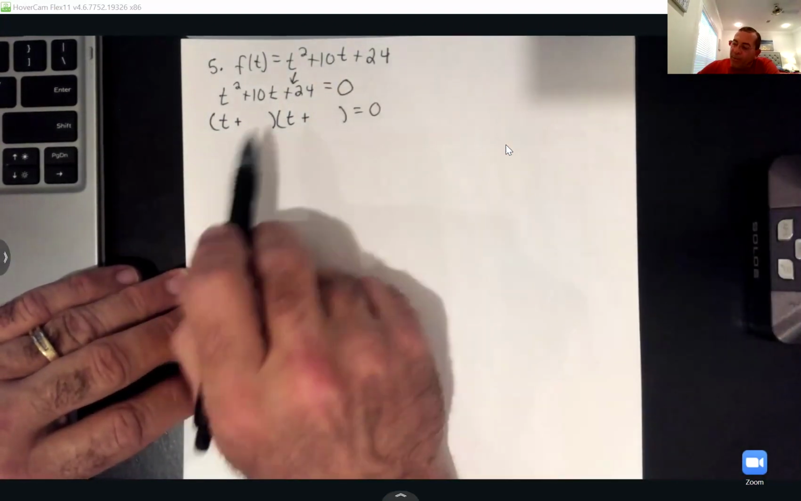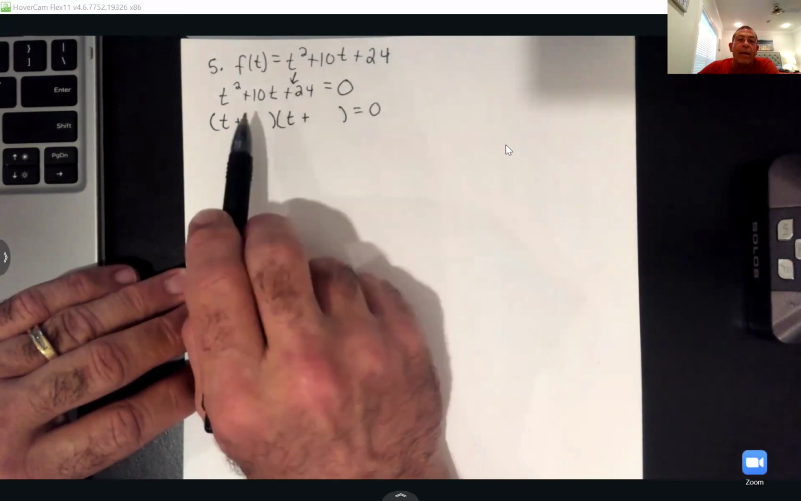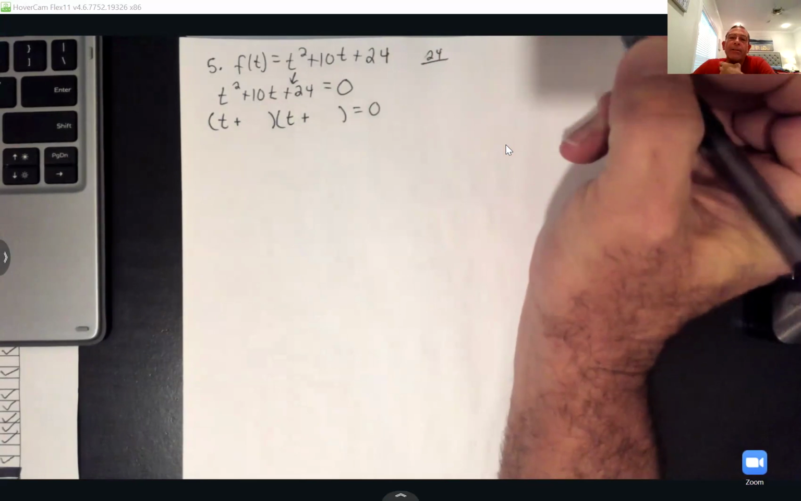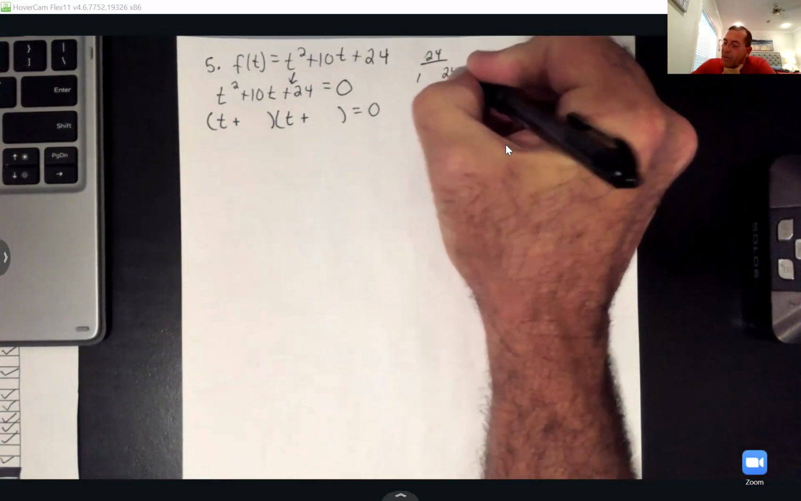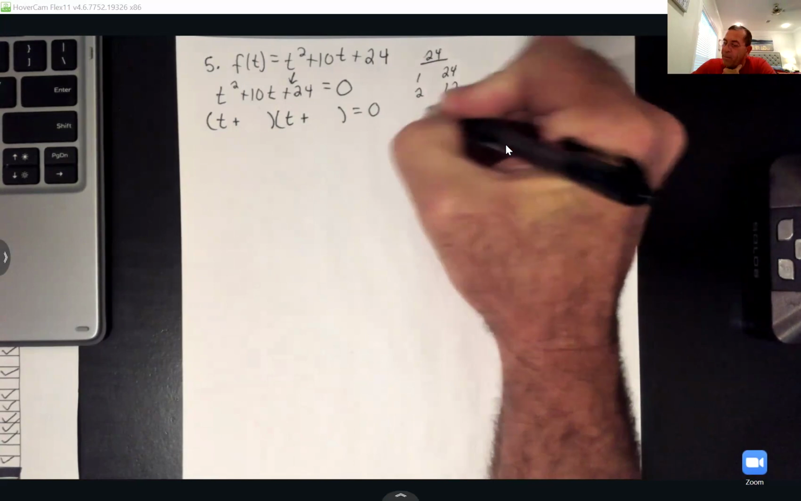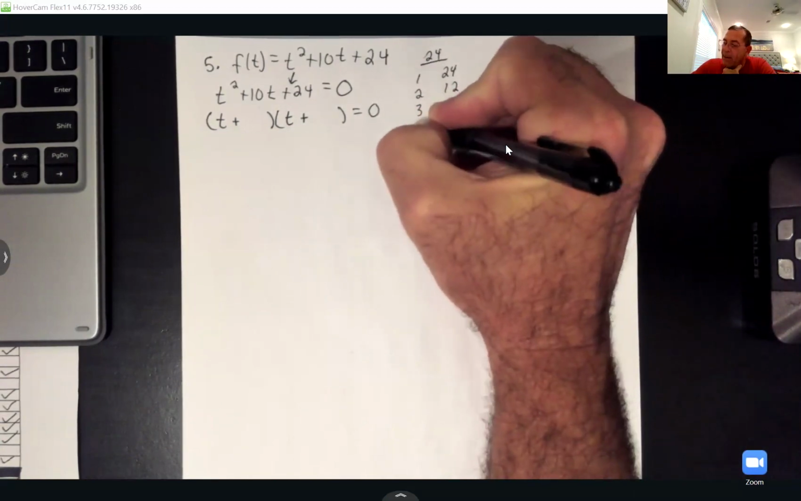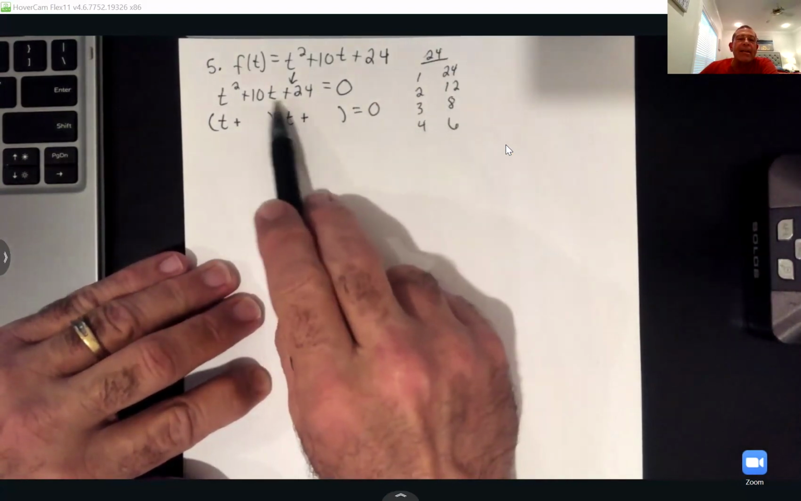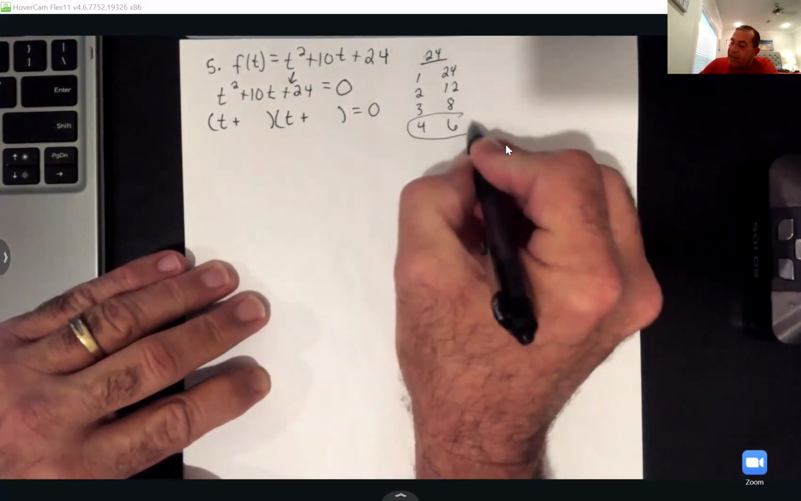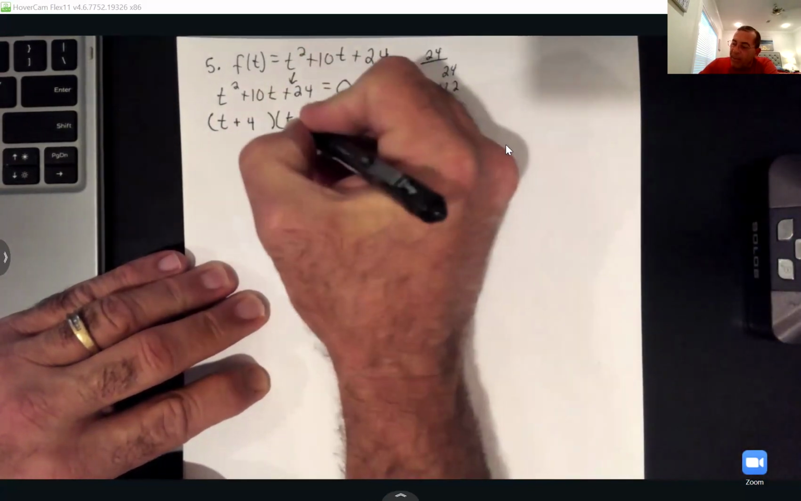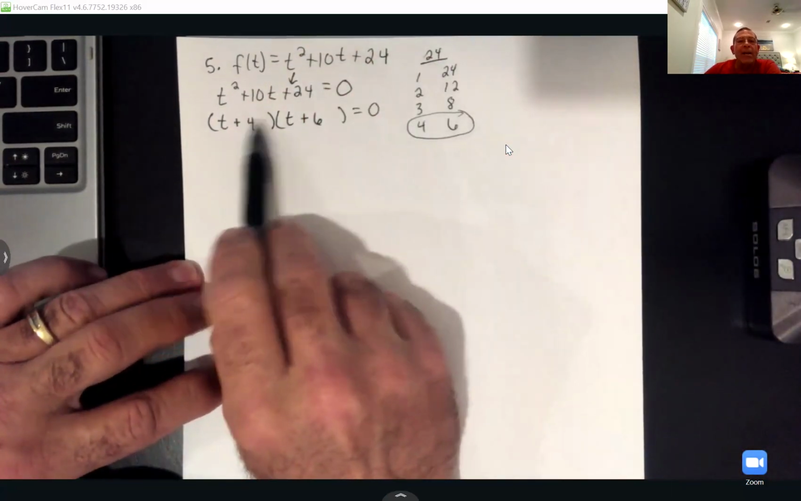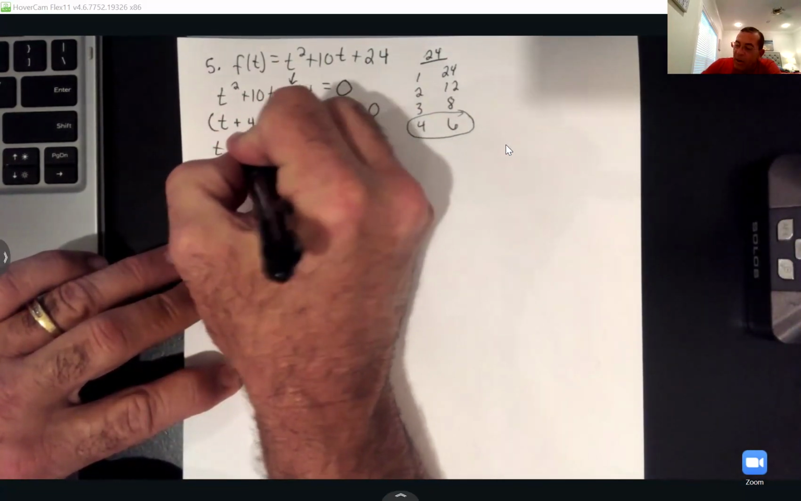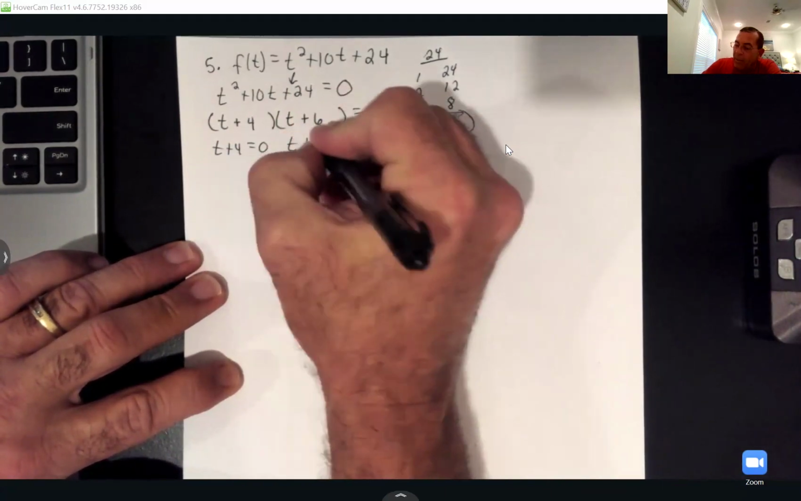Now, the trick to this problem: find factors of 24 that add to get 10. So factors of 24 are 1 and 24, 2 and 12, 3 and 8, and 4 and 6. The only set of factors that add to get 10 are going to be 4 and 6. So you're going to put them in. Now that it's factored, we're going to set each of these factors equal to 0 and solve for the variable.